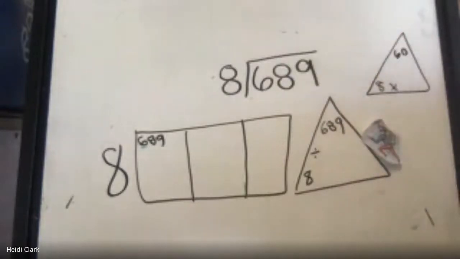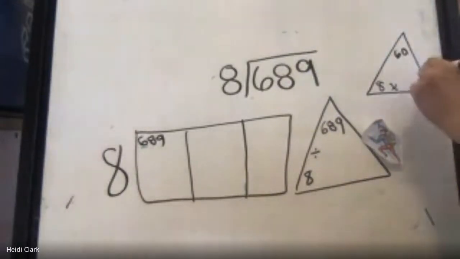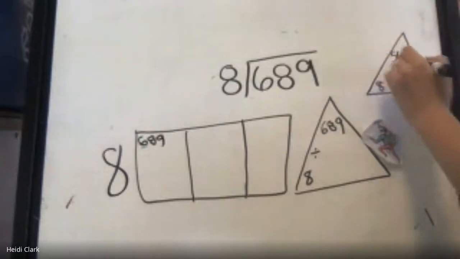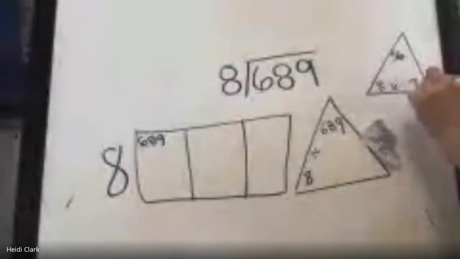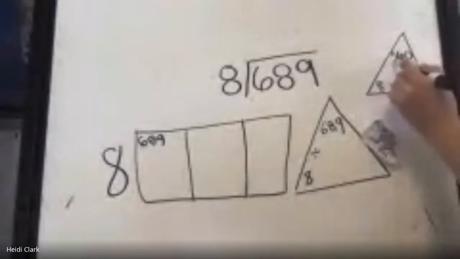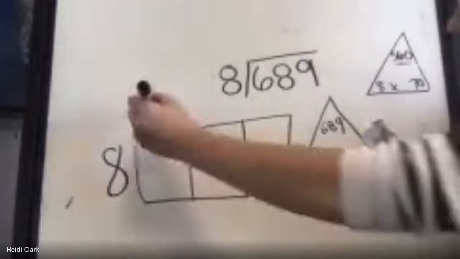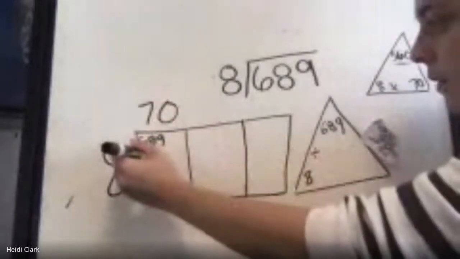Well, 8 times 8 is 64. That's past it. But I could do 8 times 7. That gets me to 56. So 8 times 70 gets me to 560. I mean, that's pretty good. We got a lot taken care of here. So let's do that. 8 times 70 is 560.